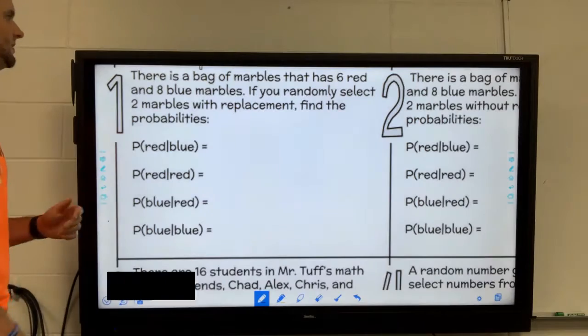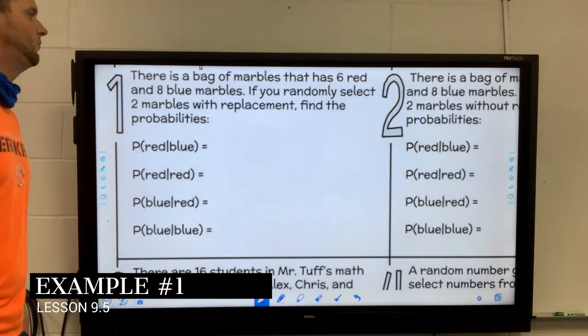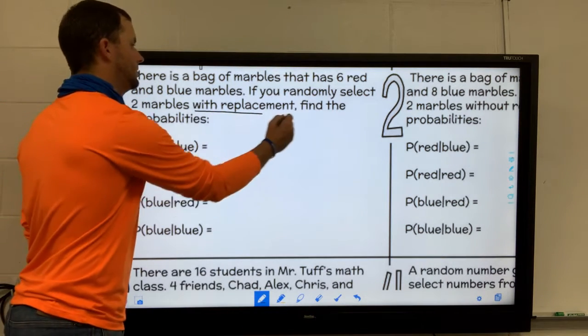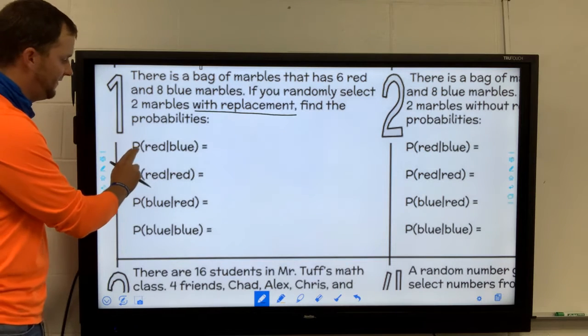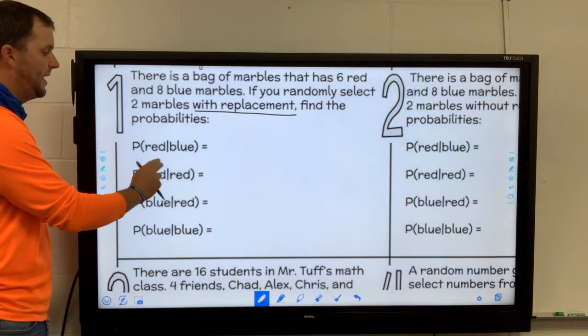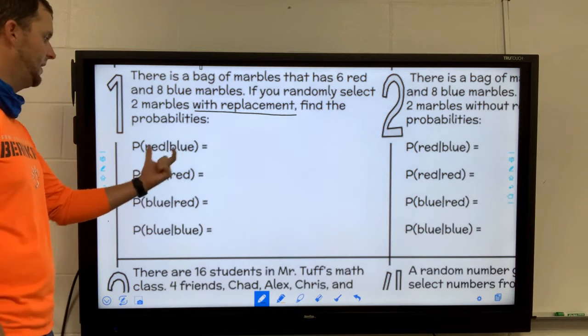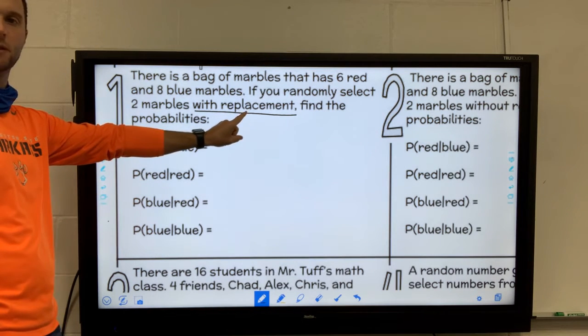On example number 1, it says there's a bag of marbles that has 6 red, 8 blue marbles. If you randomly select 2 marbles with replacement, this is huge, find the probabilities, okay? So right now, we need to find the probability of red given blue has already happened. So we're going to find the probability of red and blue. Remember, it's with replacement, okay?